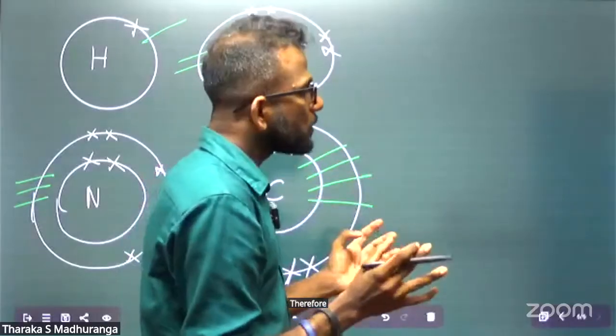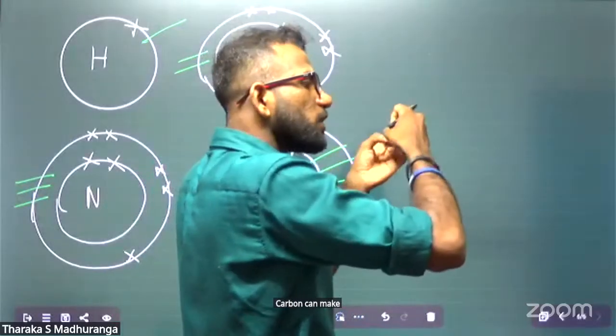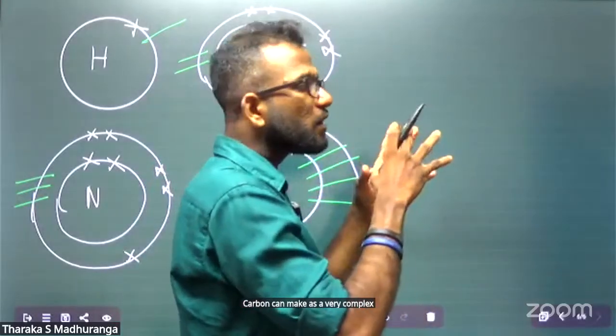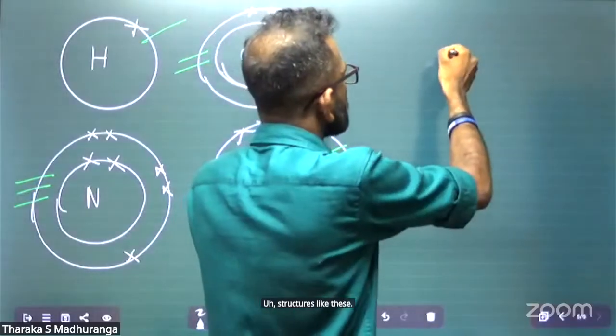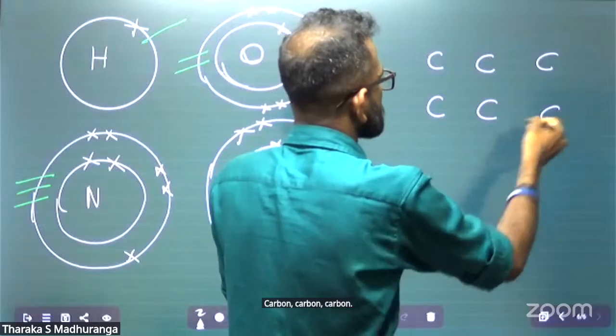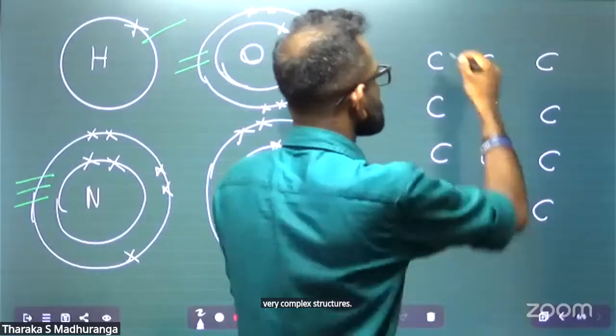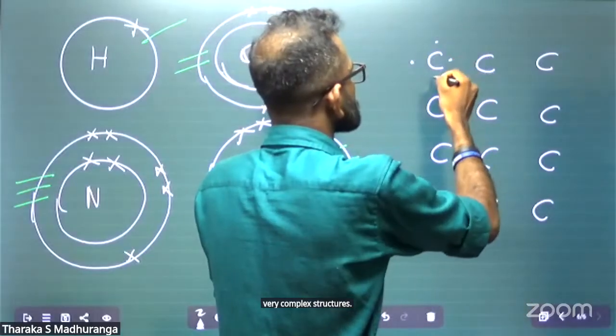Therefore, carbon can make very complex structures like this.